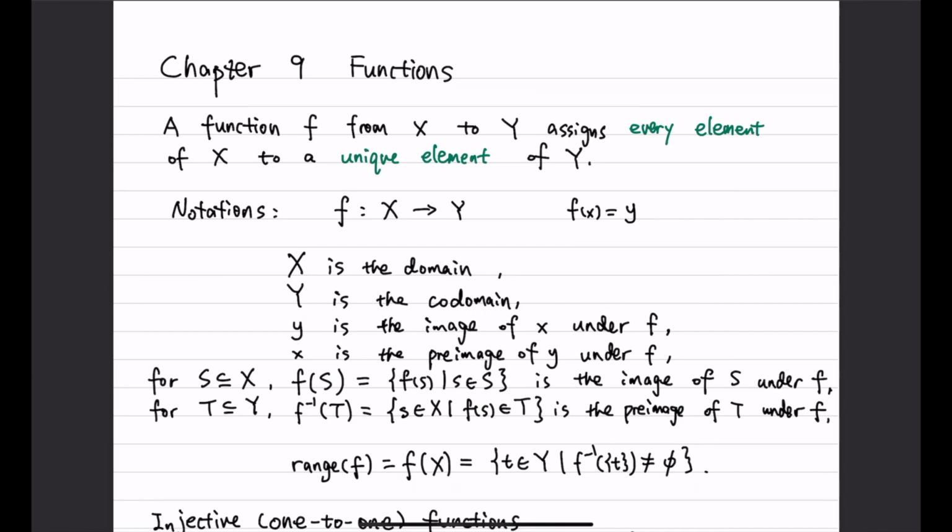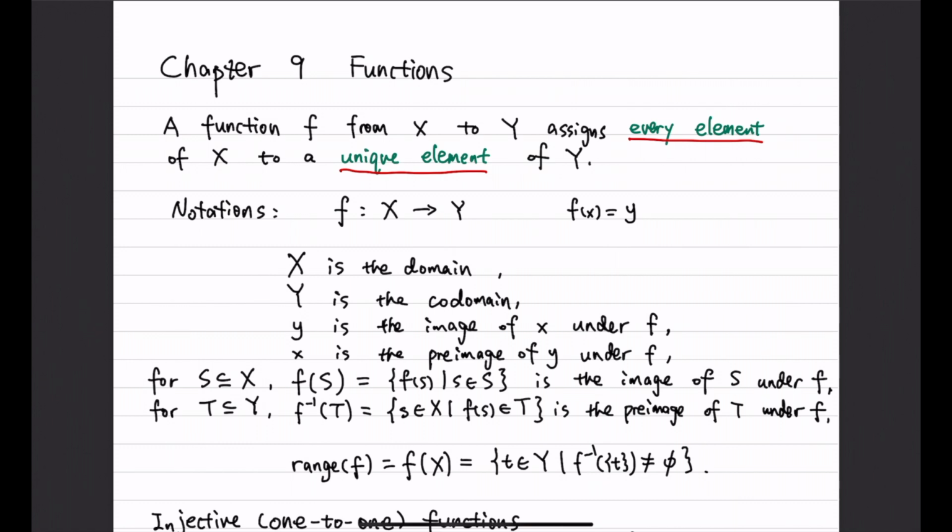Let me begin with a recap of Chapter 9, which is about functions. A function f from the set X to the set Y assigns every element of X to a unique element of Y. Here, every element and unique element are the crucial characteristics of a function. So f will not be a function if it does not assign some elements of X, or it assigns more than one element of Y to an element of X.